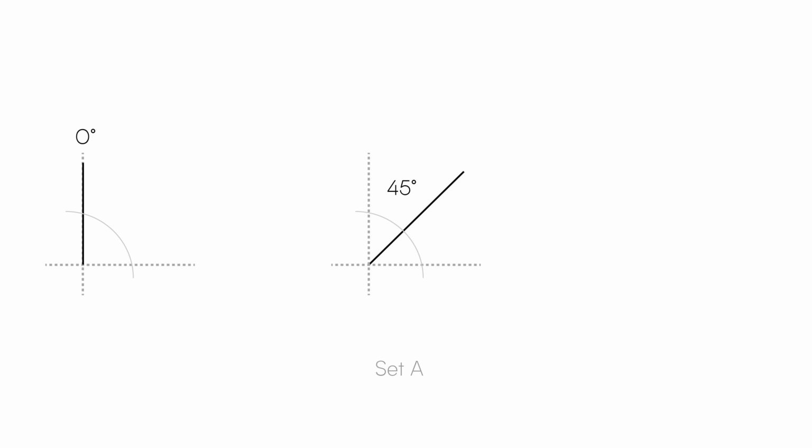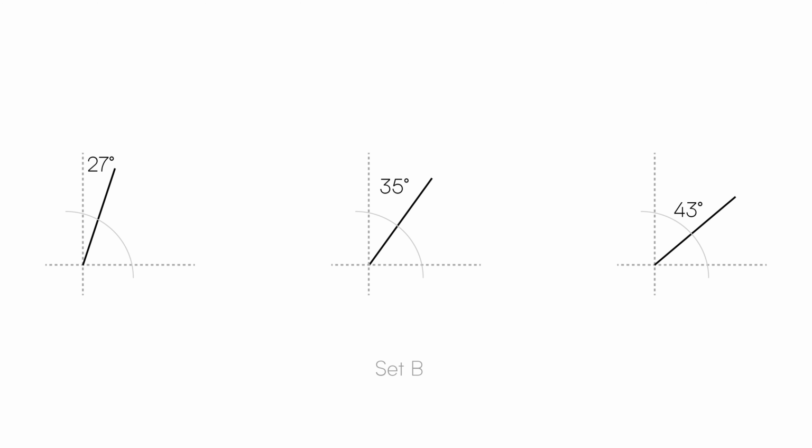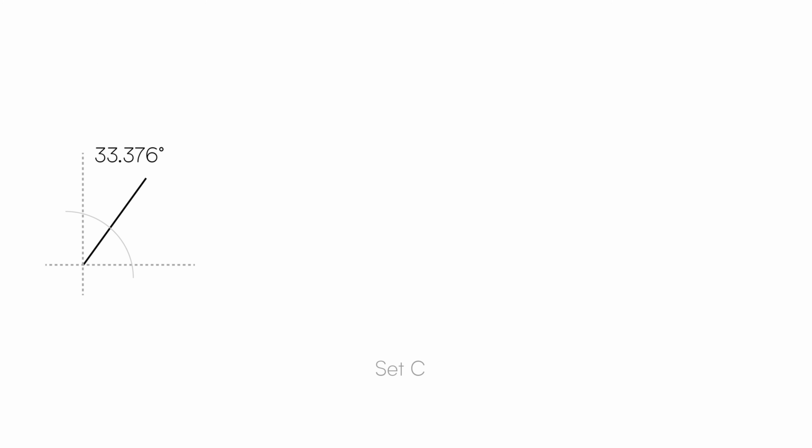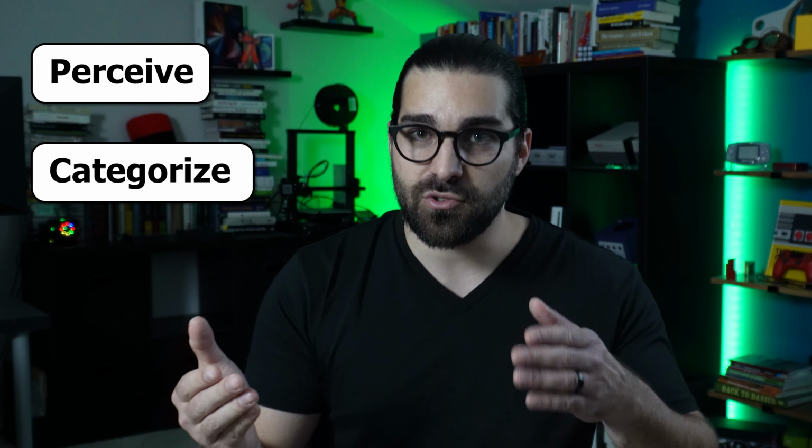Let's quickly run through some examples. If I were to present you different set of angles to remember, which set do you think would be easier for you to recall? Set A with 0, 45, and 90 degree angles, set B with 27, 35, and 43 degree angles, or set C with 33.376, 33.599, and 33.035 degree angles. I wager it will be set A, because it is easier to identify, visual perception, easier to categorize, start, middle, and end, and easier to remember. Not much information is needed to differentiate them.